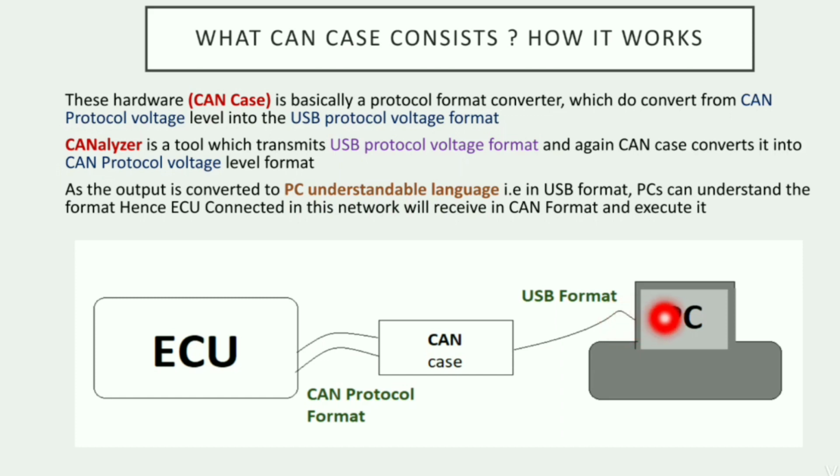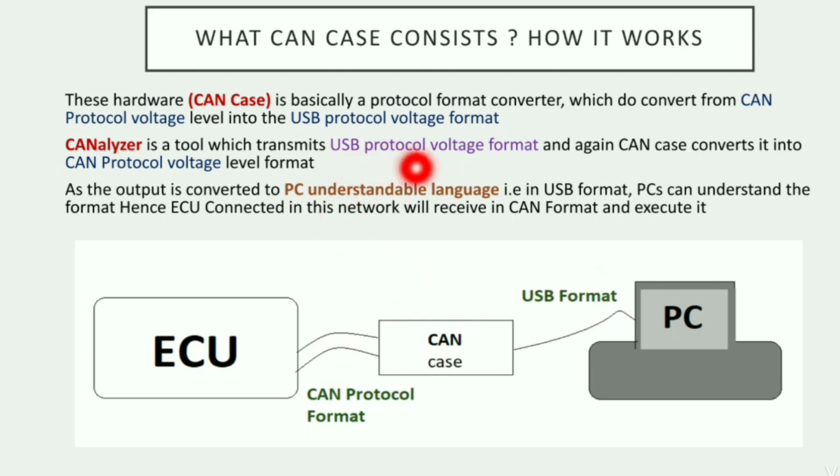Here just assume we have the CANALYZER tool. This CANALYZER tool will read the data. In the same way, if you send something in the USB format using the CANALYZER tool, the CAN case will again convert the USB format into the CAN protocol format. Then it will reach the ECU, so that the ECU can understand. If you directly send the USB format, the ECU will not understand it, because the ECU has been designed to understand only the CAN protocol format. It is not only the CAN protocol format among the protocols we are using, but in this we are focusing only on the CAN protocol format. Hence the ECU can understand the CAN protocol format.